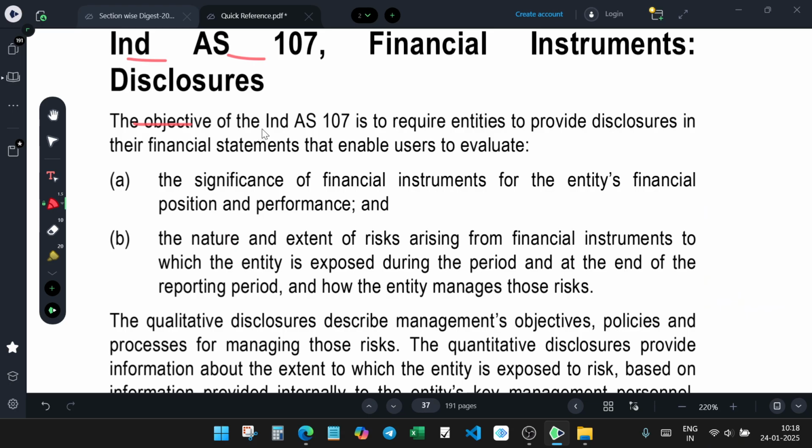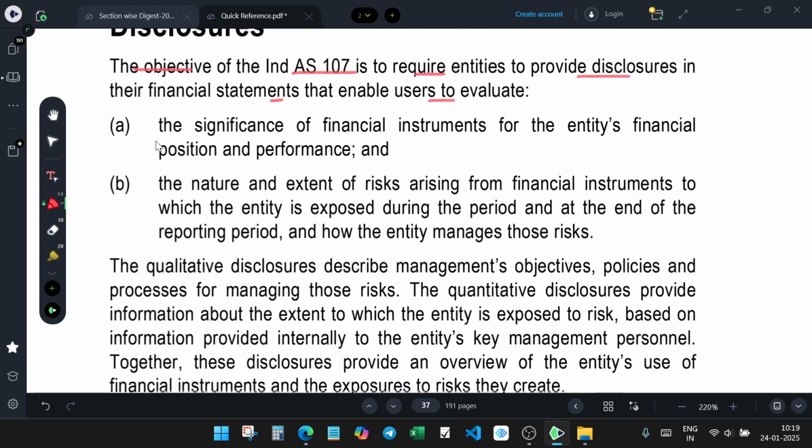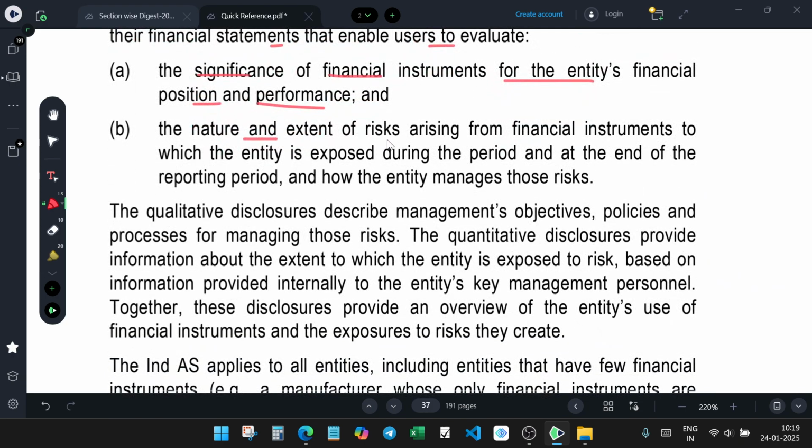The objective of NDAs 107 is to require entities to provide disclosures in the financial statements that enable users to evaluate the significance of financial instruments to the entity's financial position and performance. So they can find out what the position of the entity is, where it is performing well, and the nature and extent of risk arising from financial instruments to which the entity is exposed during the period and at the end of the reporting period.